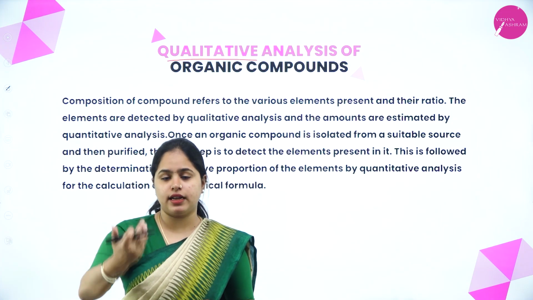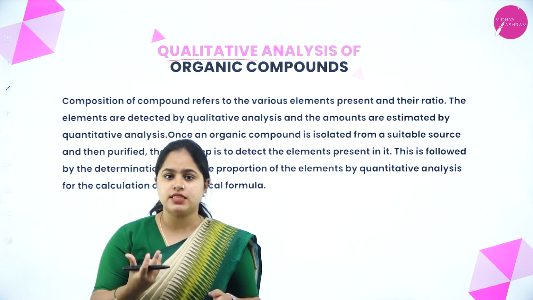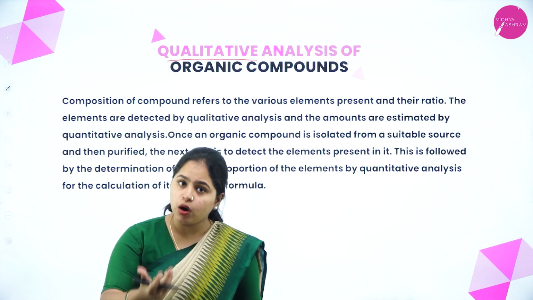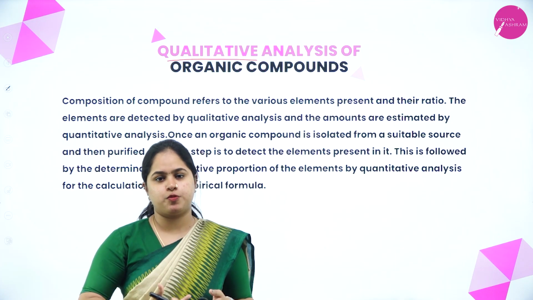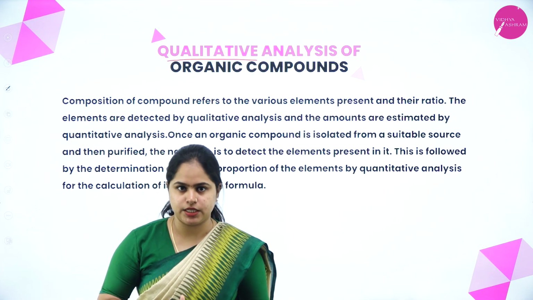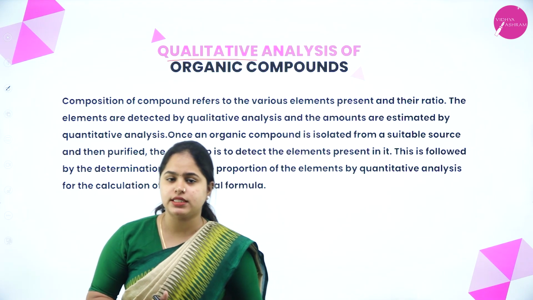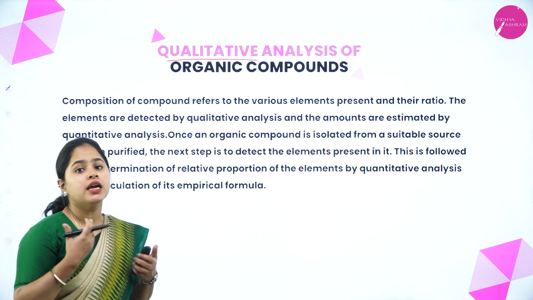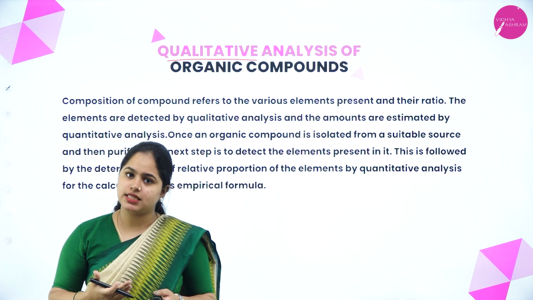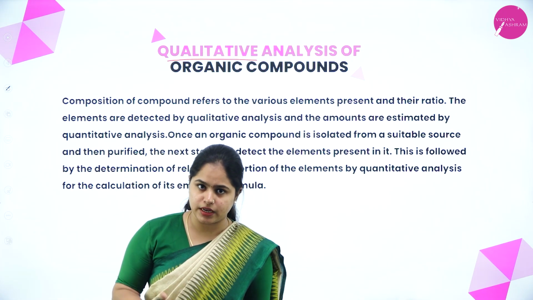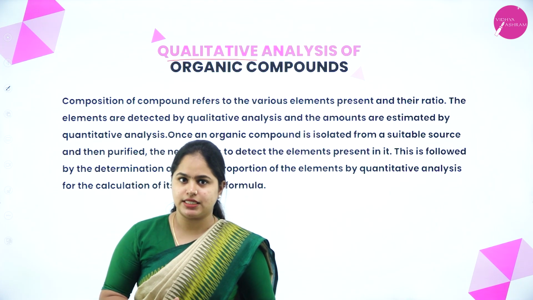Then comes quantitative analysis, in which after the detection of the elements, we will be calculating the amount of carbon present, how much hydrogen is present, how much nitrogen is present, like that. So that is the difference between qualitative and quantitative analysis. Beginning with qualitative analysis, we will be detecting the different elements present in the organic compounds. As I said, it is not necessarily always carbon and hydrogen that is present. There can be other elements as well. So let's study that in detail.